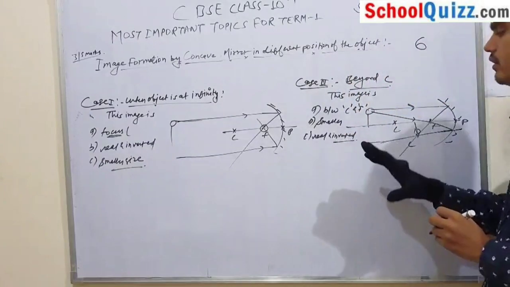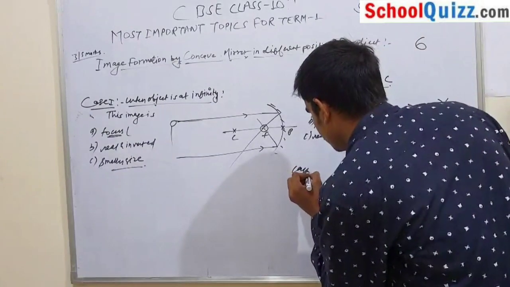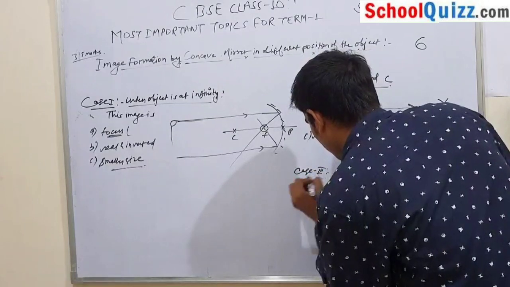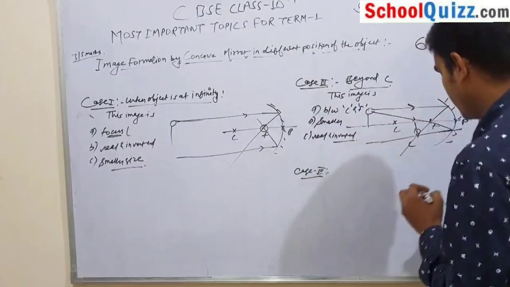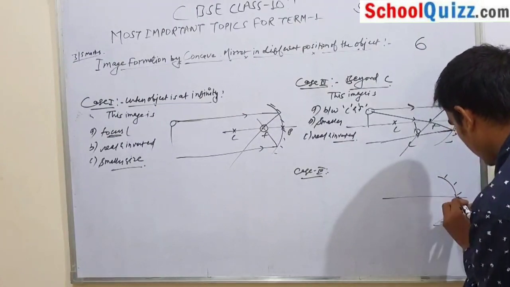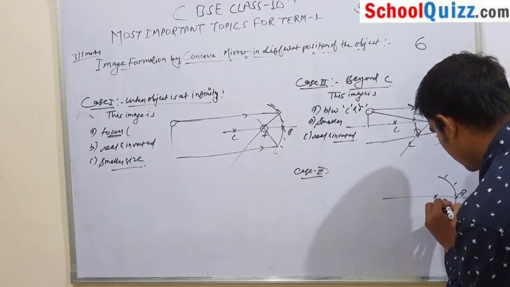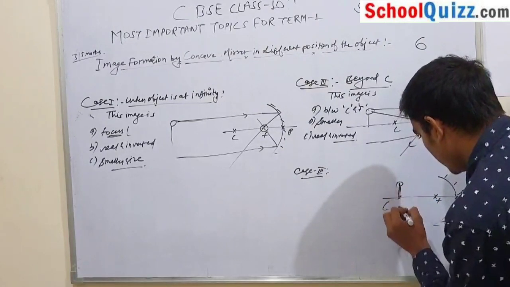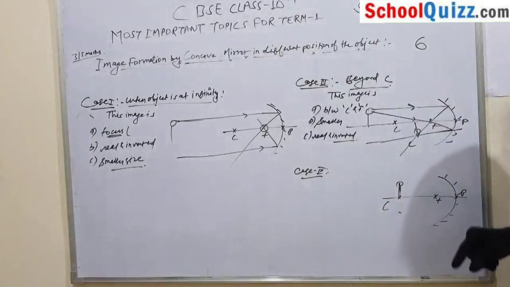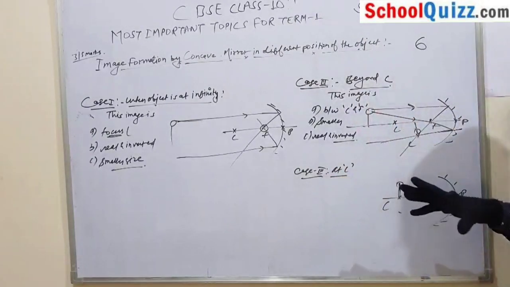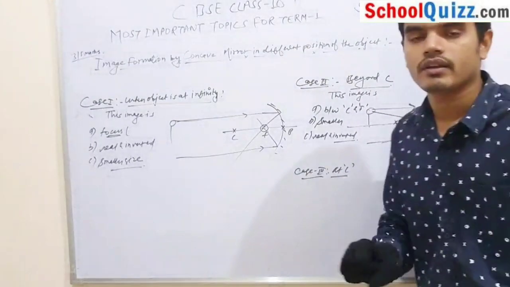It is real and inverted. What is case number 3? This is the pole, this is the focus, this is the center of curvature. Okay, we kept our object at the center of curvature, and now we are making our image.